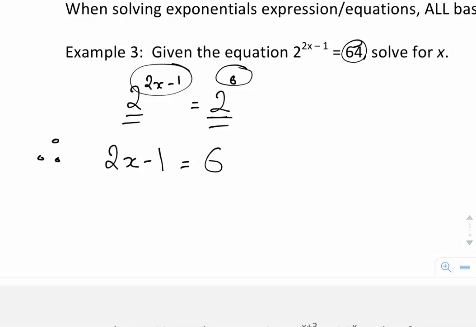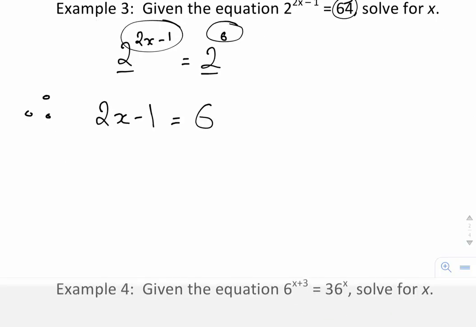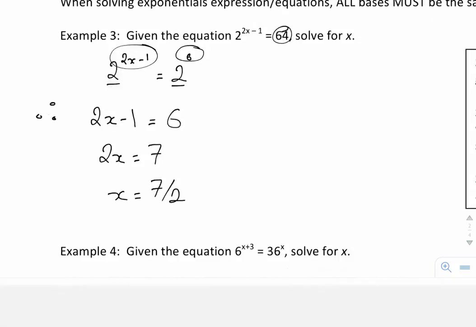If I had a 3 over here and a 2 over here, I could not do this equation on the next line. Okay, you need to have identical bases on each side. So let's go ahead here. See, this is what I meant. At this point, it's just a grade 9 linear equation. I get 2x equals 7, and I get x equals 7 over 2.